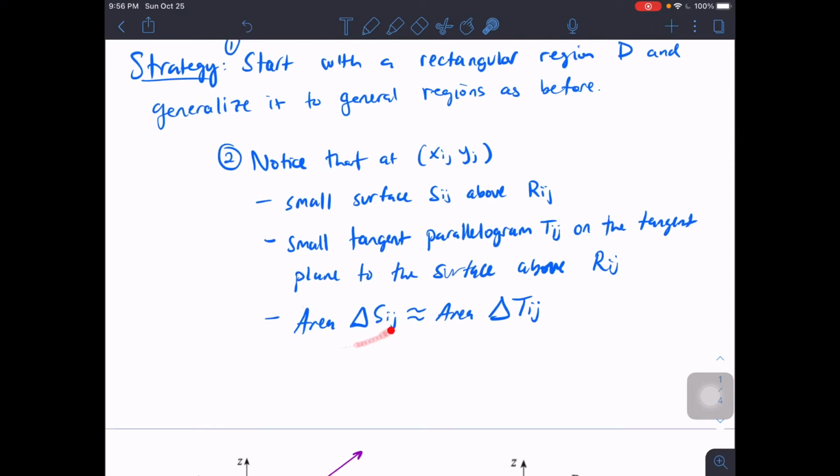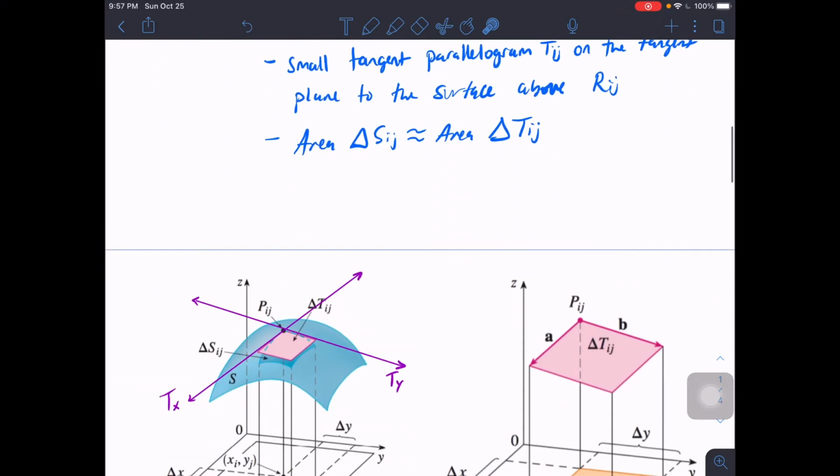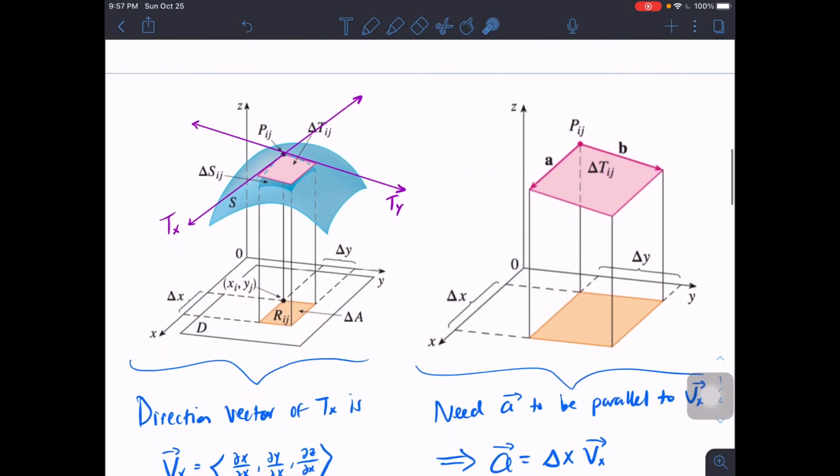So to help us find the surface area of S, we're going to find the small surface areas of Sij, but to find the small surface areas of Sij, we're going to find the areas of our small little tangent parallelograms, Tij. So now what it comes down to is, exactly how do we find these small little areas? And this is what we're going to do.